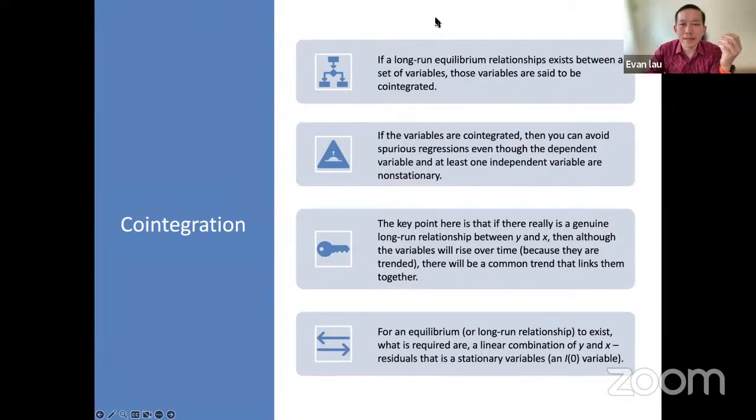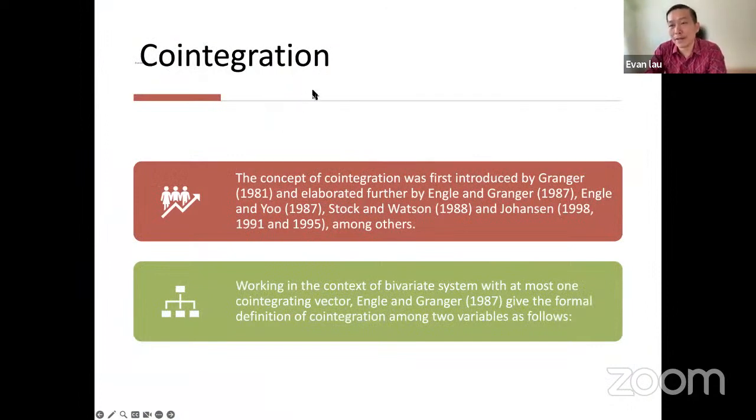And like I said just now, I already explained this part. The key point is a genuine long-run relationship between X and Y, although the variables will rise over time because they are trended, they have a common trend that links them together. What's the common trend? What's the common thing that applies for everyone? They're students, for example. So they form a long-run relationship. Equilibrium or co-integration are normally terms in long-run and equilibrium, right? That is the simple link between co-integration and so on. So if the variables are co-integrated, then they form the long-run relationship.